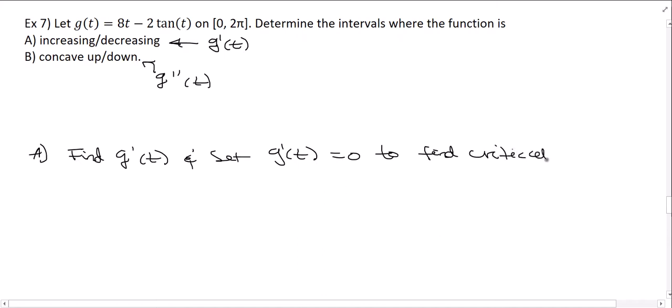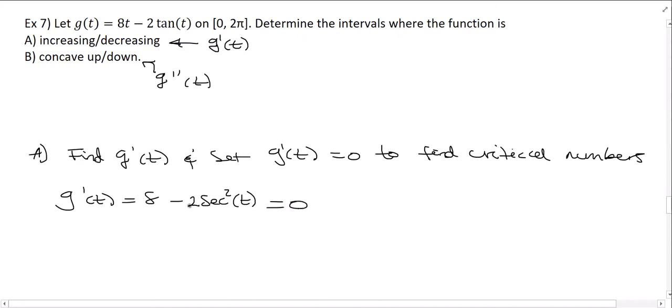So what is the derivative of that function? So g prime is going to be 8, right? The derivative of 8t is 8 minus the derivative of tangent, which is secant squared. So I'm going to have 2 secant squared of t. And so that's the derivative. Now we set it equal to 0 and solve for t.